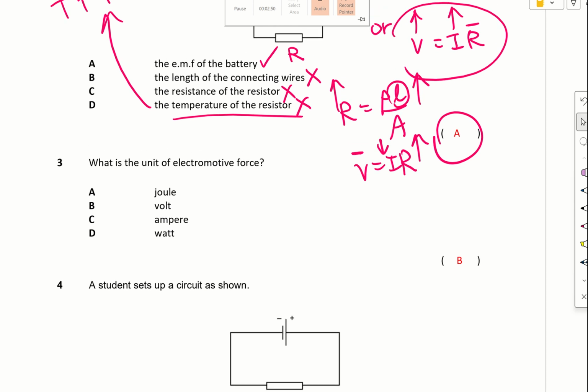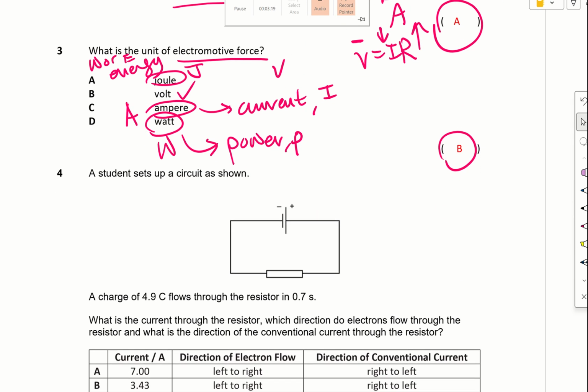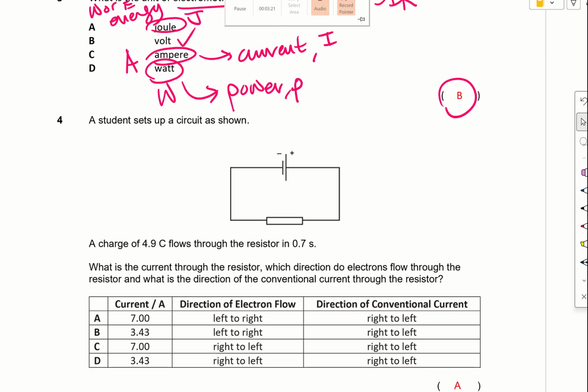Now, what's the unit of electromotive force? It is volts. Okay, so joules is the unit for energy. Ampere is the unit for current. So this is our A, this is our I, this is J, energy is W or E. Then watt is the unit for power. Okay, power is P, watt is W. So answer is B.